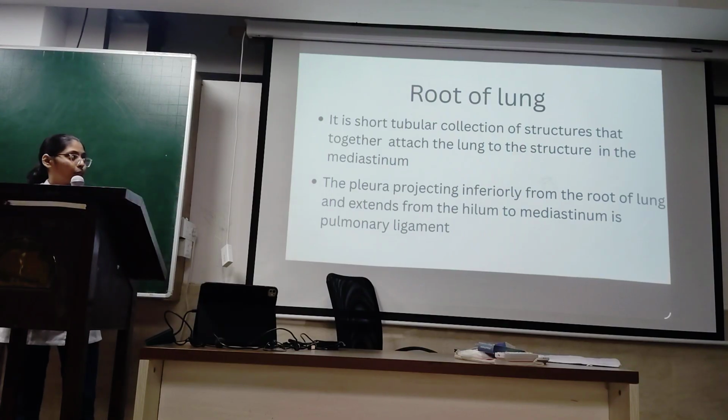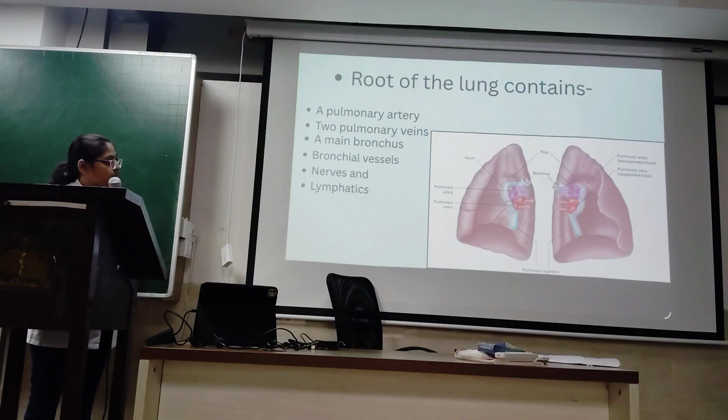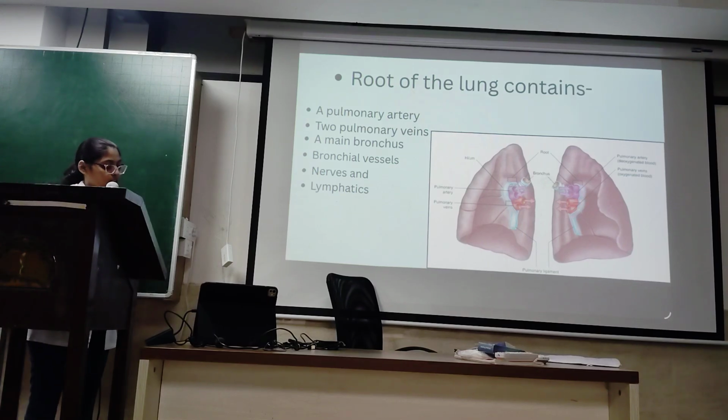Now the root of the lung. The root of the lung is a short tubular collection of structures that attaches the lung to the structures in the mediastinum. In this diagram we can see the root of the lung. The root of the lung contains the 2 pulmonary veins, a pulmonary artery, then a main bronchus, then nerves and lymphatics. So in this diagram we can see the hilum.